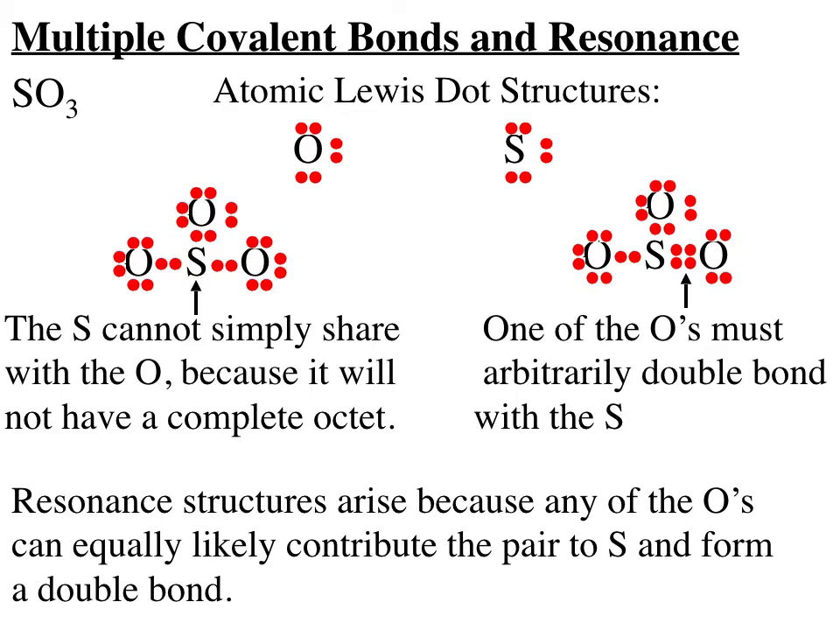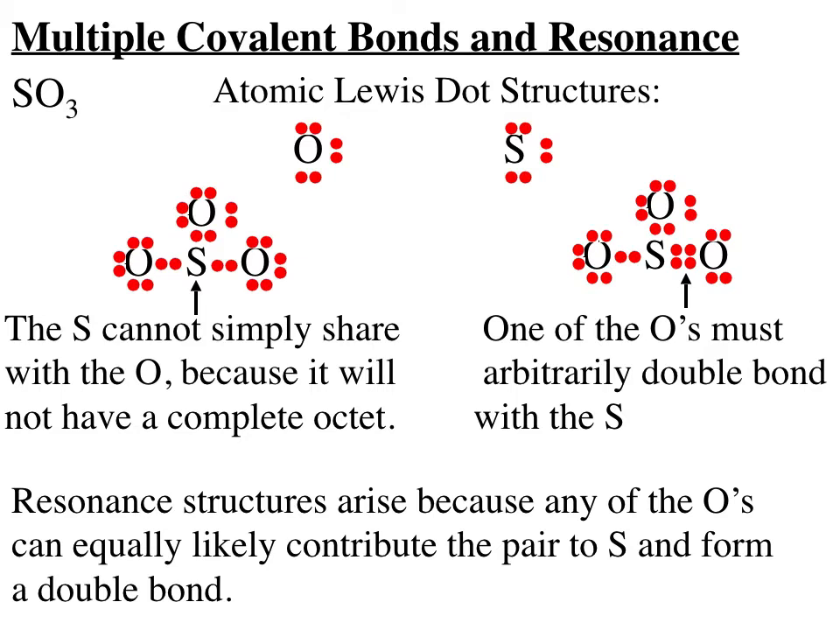Resonance is the equal likelihood of which O happens to be double bonding. You'll notice in my picture I arbitrarily chose the right O to double bond to the S. Who's to say that the left O doesn't double bond to the S? Who's to say that the top O doesn't double bond to the S? As a matter of fact, nature is quite fair.